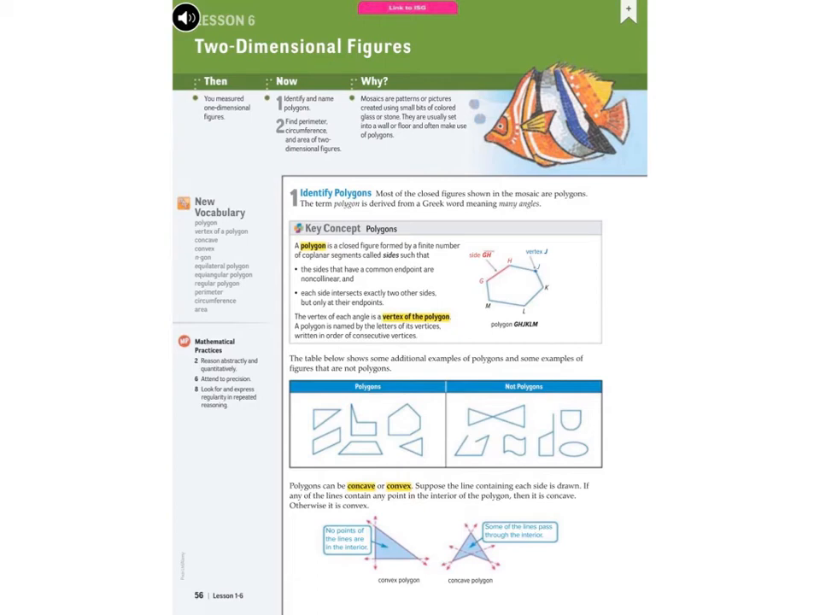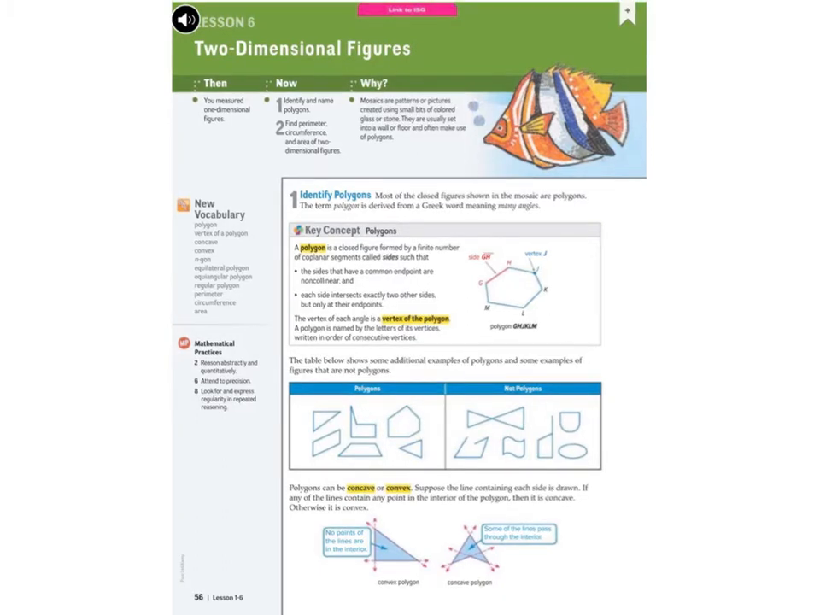All right, so now we're moving on to 1.6, two-dimensional figures. Again, we've got an awful amount of vocabulary, so make sure you understand the vocabulary, and look in the key concepts for what each one of them means. But anyway, the first one is a polygon.